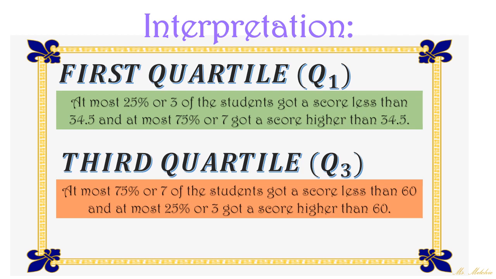Okay, next, for your interpretation for your third quartile that you've got a while ago as well, you just simply write your interpretation this way: at most 75% or 7 of the students got a score less than 60, since we got 60 a while ago for Q3, and at most 25% or 3 students got a score higher than 60. Okay, so as easy as that.